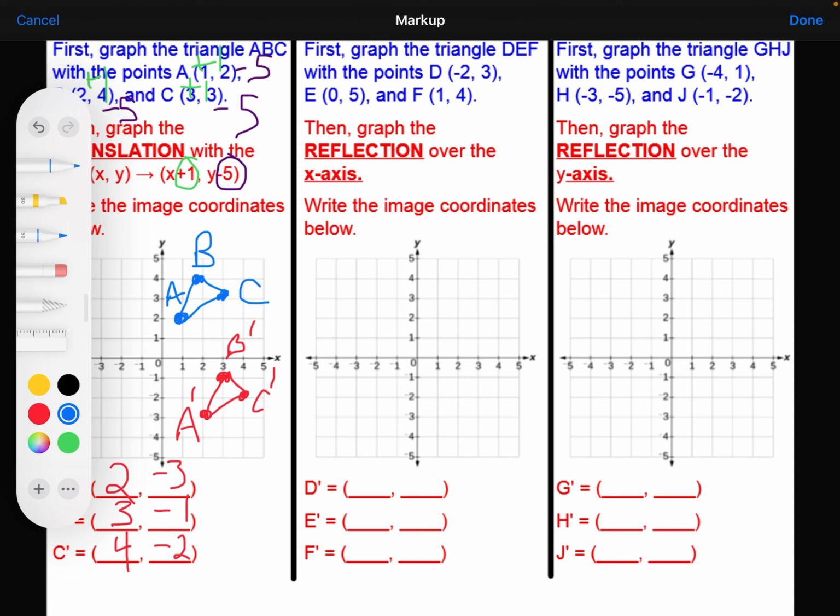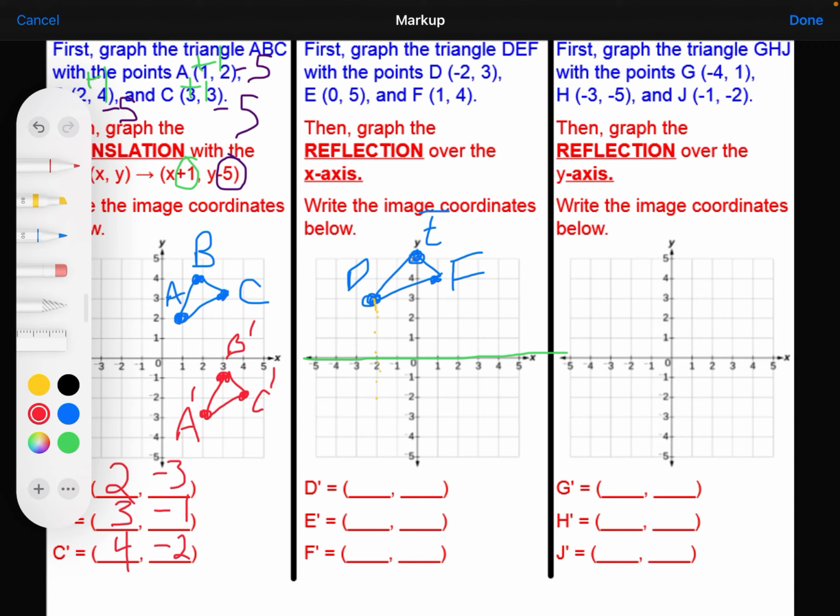Next one here, point D, point E, and point F. Not all the triangles are exactly the same, but they do have some similarities. And I'm looking to reflect it over the x-axis. If you think about where the x-axis is, and as if I flip them, what I'm going to have to do is move each point down to the x-axis, that many spaces, and that many more away.